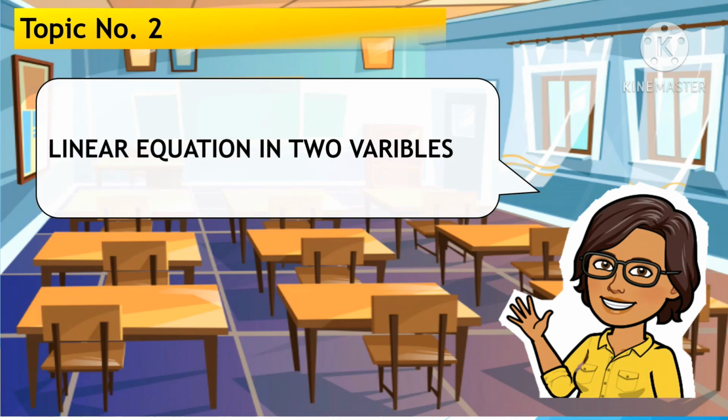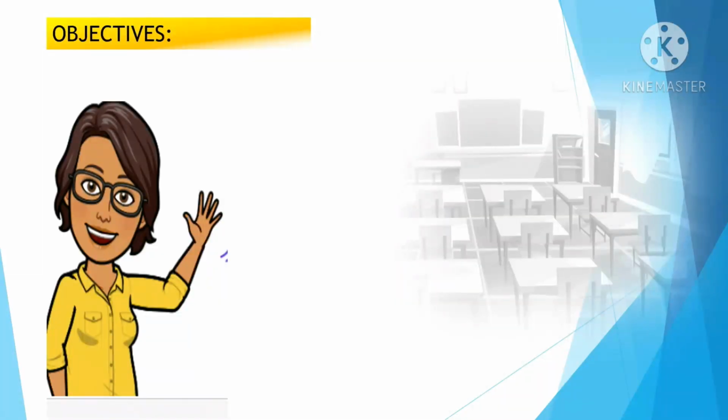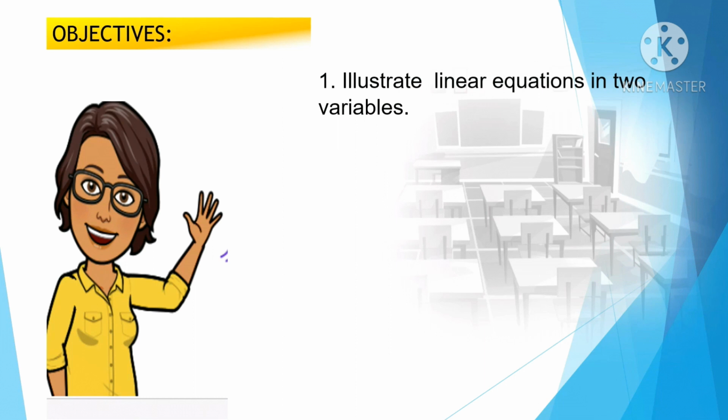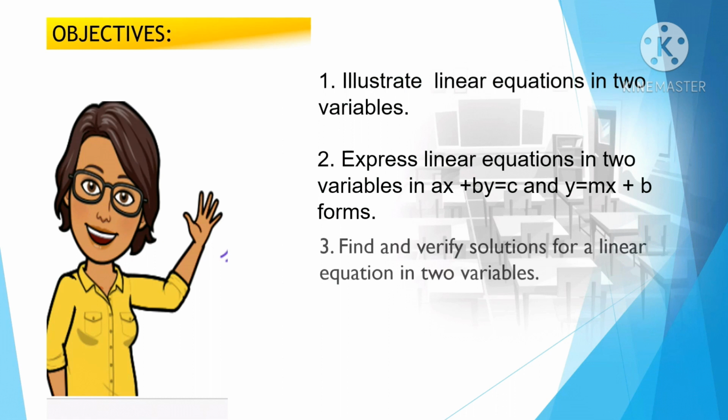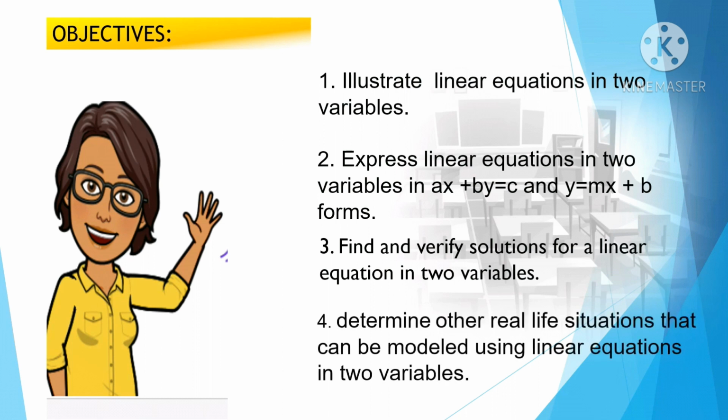Our topic for today is about linear equation in two variables. Our objectives for these lessons are: number 1, illustrate linear equation in two variables. 2, express linear equation in two variables in ax plus by equals c and y equals mx plus b forms. 3, find and verify solutions for a linear equation in two variables. And 4, determine other real-life situations that can be modeled using linear equations in two variables.